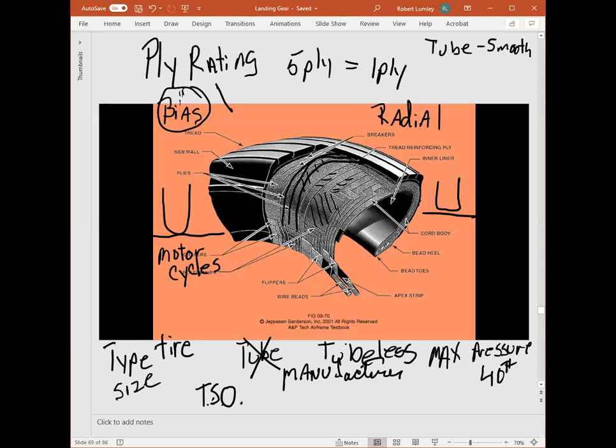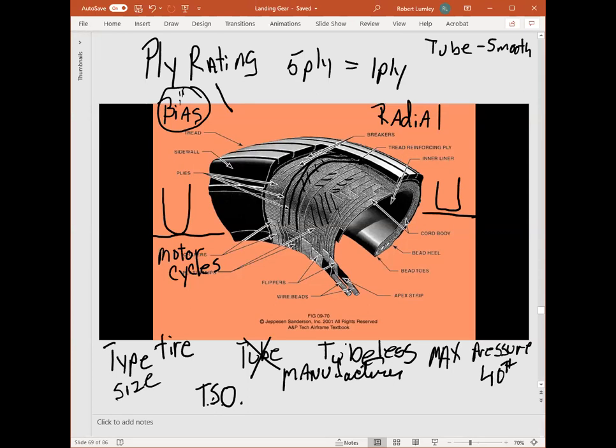And you can get both tubeless and tube tires too. Like my sport bike has tubeless, and my Honda Shadow had a tube. Oh, did it? Yeah, because it had the spoke wheel. Oh, okay. Yeah, that would make sense. Okay. But that's the difference between the bias and the radial.